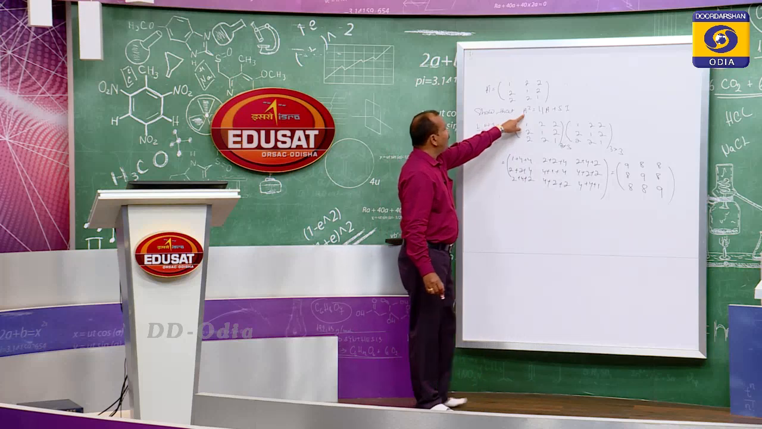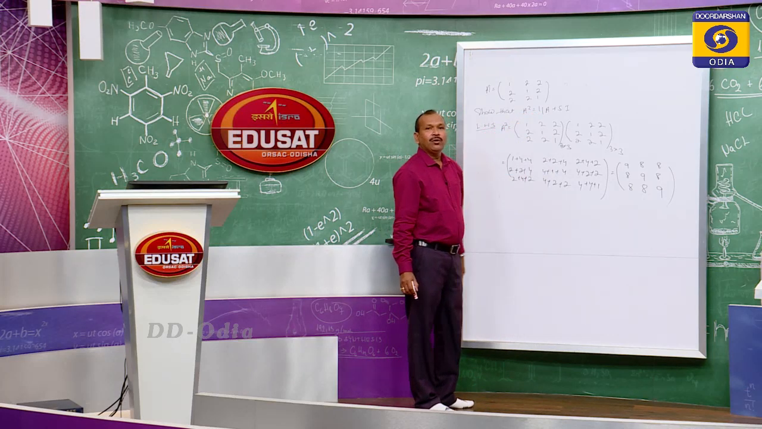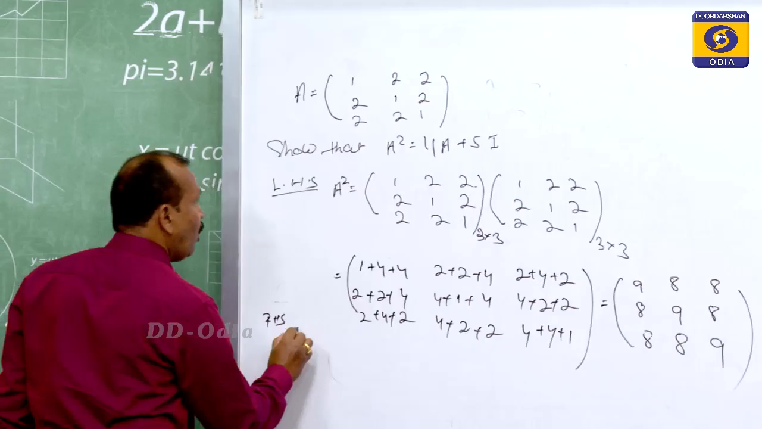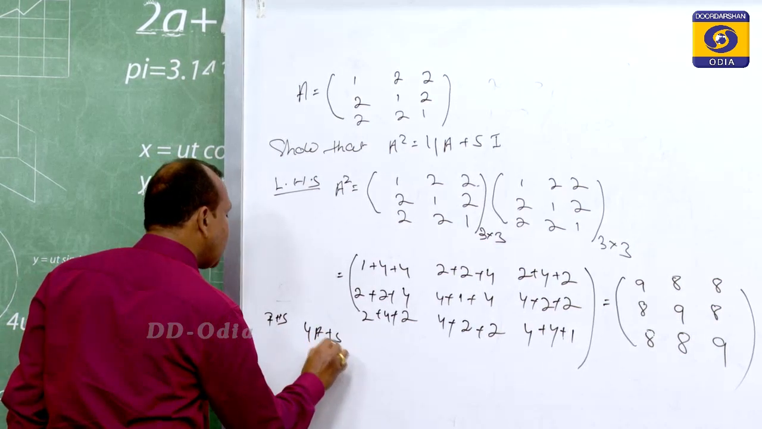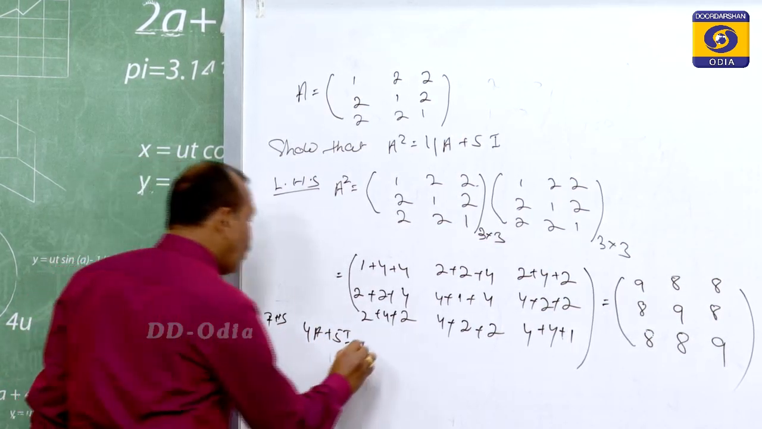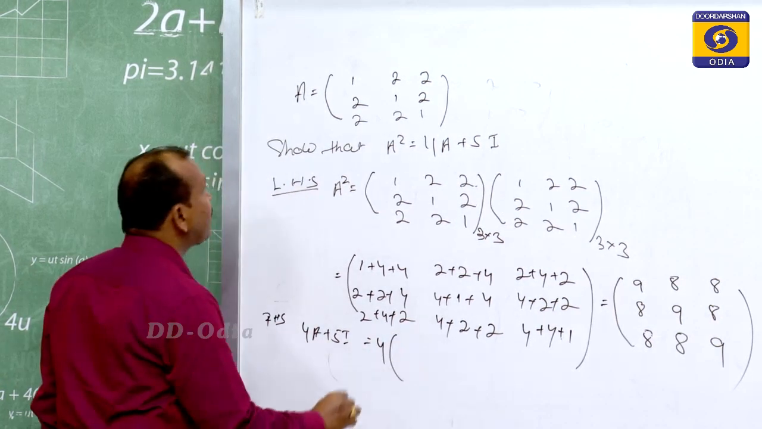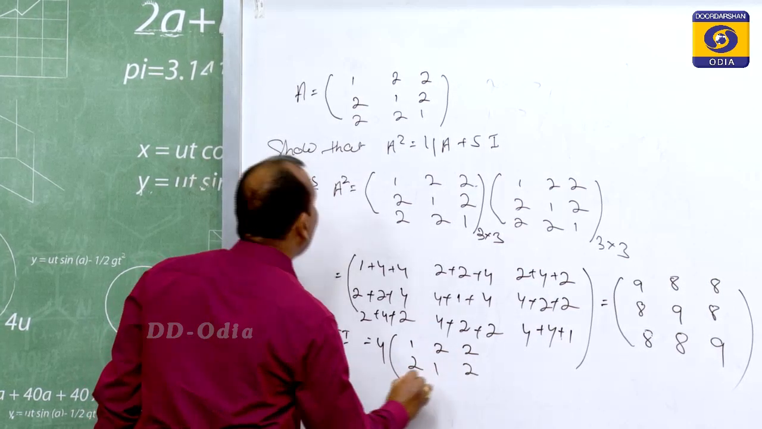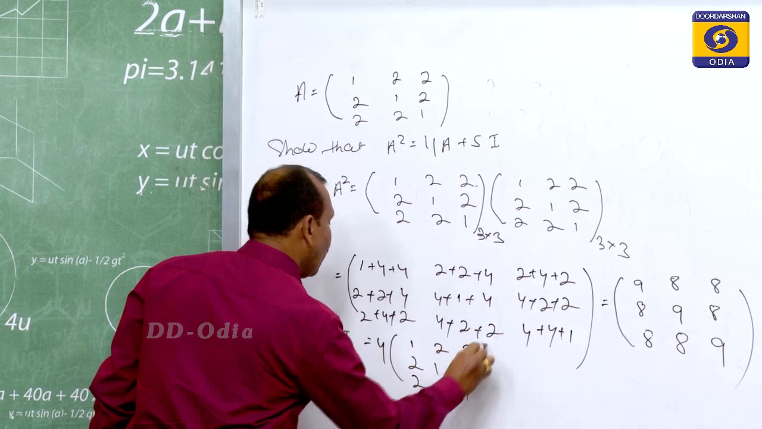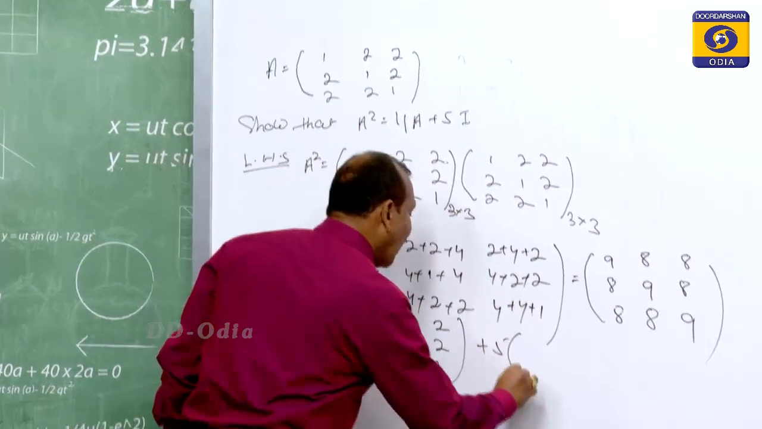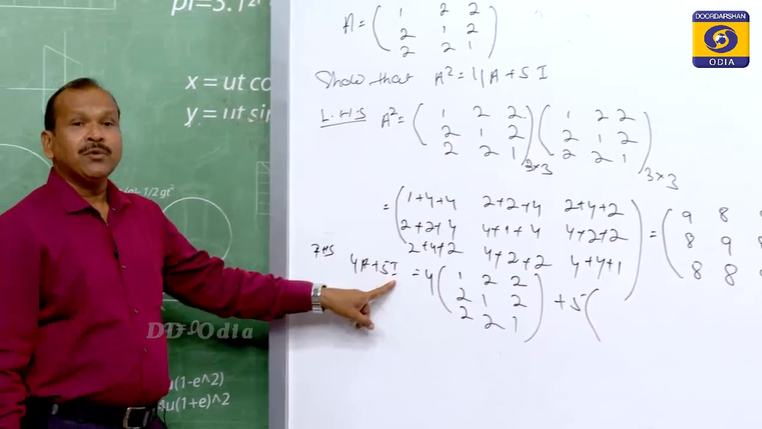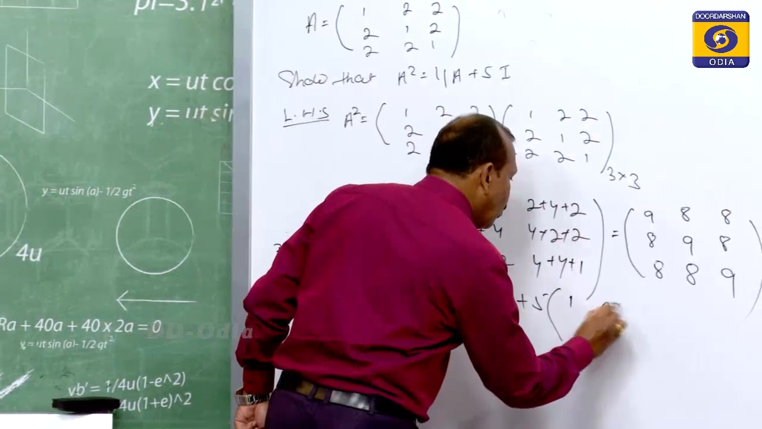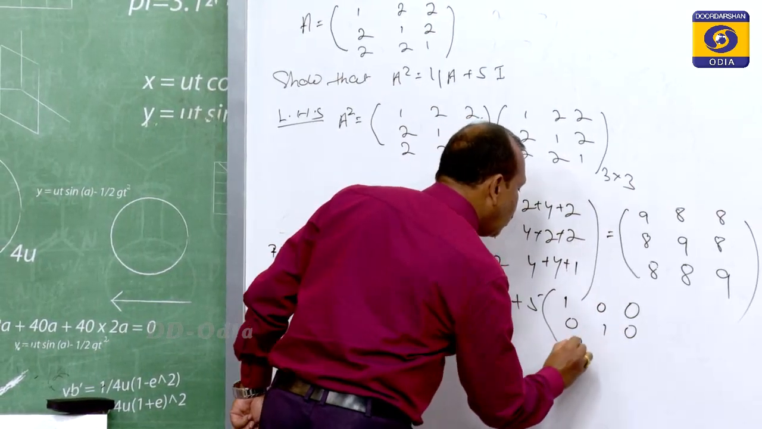This is the left hand side. Now we have to find out the right hand side, RHS: 4A plus 5I, that is equal to 4A. The A matrix becomes now 1 2 2, 2 1 2, 2 2 1, plus 5I. Here we choose I as the unit matrix having order 3, that becomes 1 0 0, 0 1 0, 0 0 1.